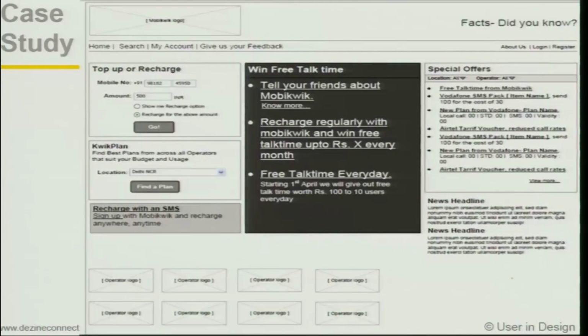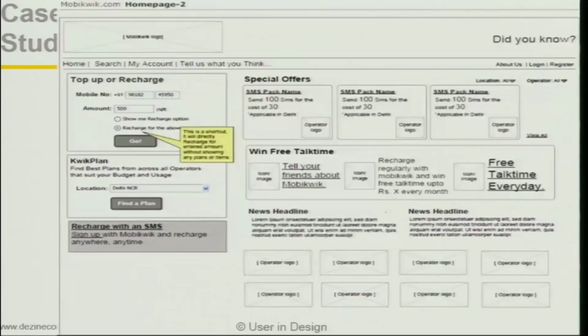And they went through this process of refining their design progressively. So this was one of their early designs, when they felt that this was the most important thing. This is based on their understanding, their research. Before they started usability testing, they felt that winning free talk time was the most important thing to people, and so they gave it a lot more prominence. Then they came to realize that special offers were more important for people to know. So that moved, and win free talk time was given lower priority.